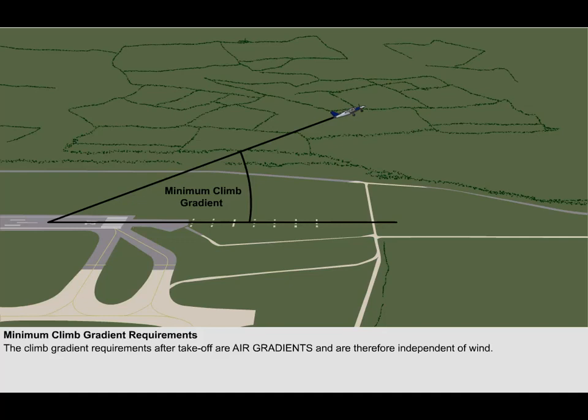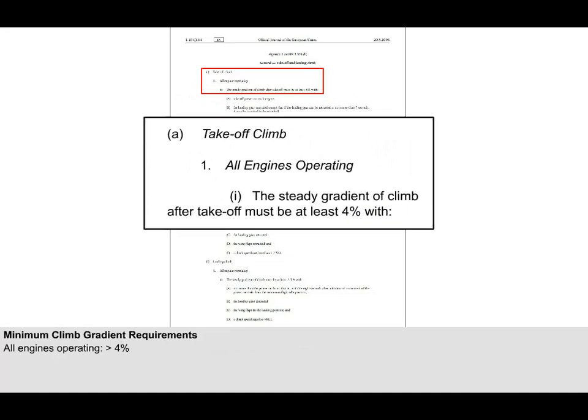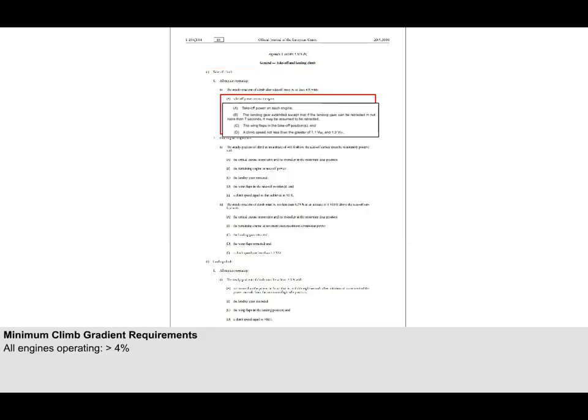You may remember from an earlier lesson that the minimum climb gradients specified by the authorities are air gradients, and therefore independent of wind. EU OPS 1 states that, with all engines operating, the steady gradient of climb after takeoff must be at least 4%.